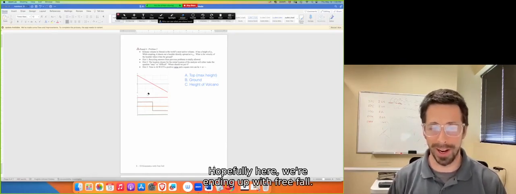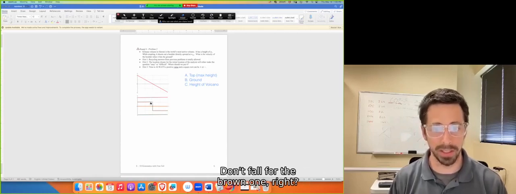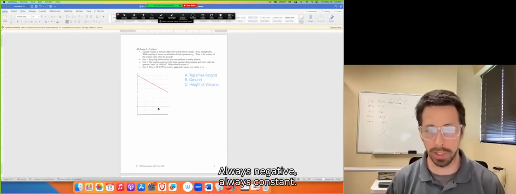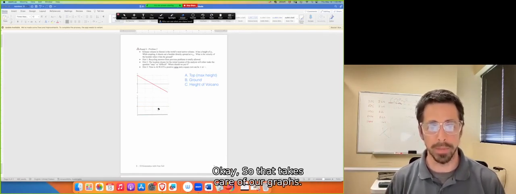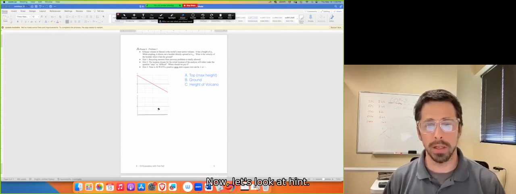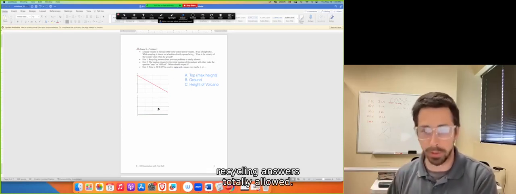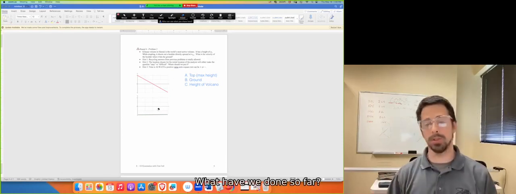Hopefully here we're ending up with free fall, right? Don't fall for the brown one, right? Don't fall for the brown one. It's the green one, right? Always negative, always constant. Okay, so that takes care of our graphs. Now let's look at hint 1 and hint 2. Remember, hint 1 is what I talked about at the beginning. Recycling answers, totally allowed.